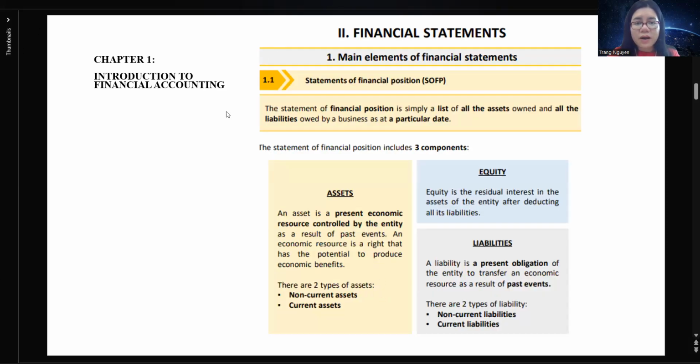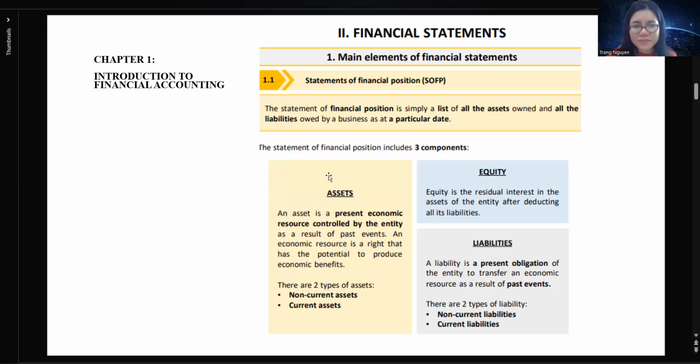And now we will go straight to the statement of financial position, in abbreviation SOFP. The statement of financial position is simply a list of all the assets owned and all the liabilities owed by a business as at a particular date. The statement of financial position includes 3 components: assets, equity, and liabilities. So now I will define each of them for you.